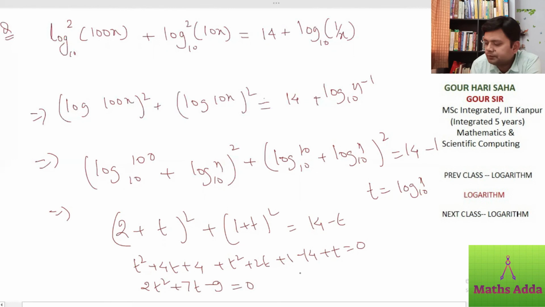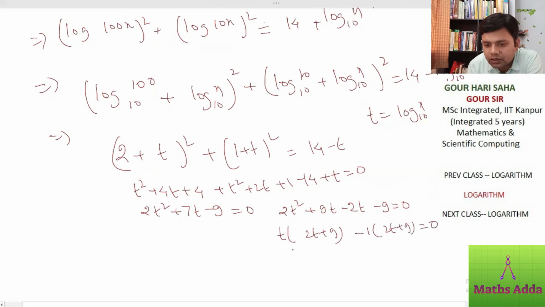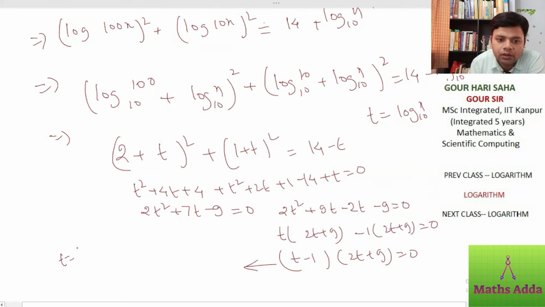So it is 2t square plus 9t minus 2t minus 9 equal to 0. Take t common, 2t plus 9. Take minus 1, 2t plus 9, factorize. And so this is t minus 1 into 2t plus 9 equal to 0. So what are the values of t? t is 1 or minus 9 by 2.